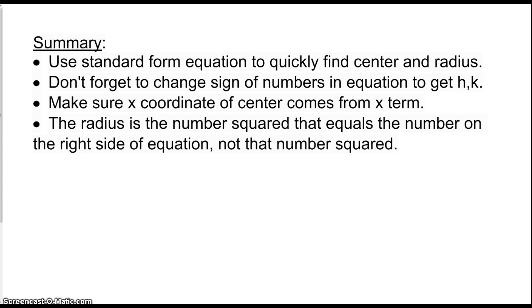And then the radius is just the number whose square equals the number on the outside. It's not that number squared. So if you had something like x squared plus y squared equals 9, you should know the radius is 3, not 81. Some people will think that the radius is 81, but it's the number squared that's equal to that number. Okay? All right.